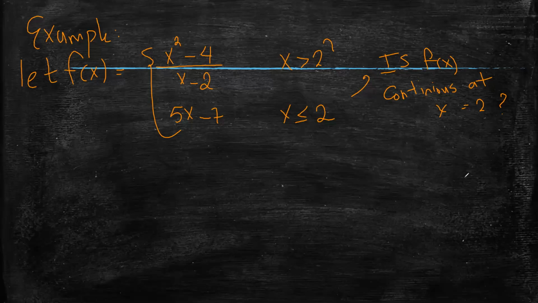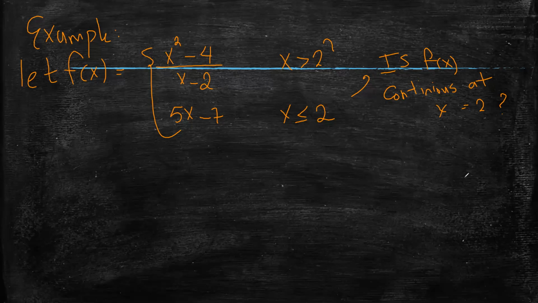Now, let f of x be x squared minus 4 over x minus 2 if x is greater than 2, and 5x minus 7 if x is less than or equal to 2. I want to check now if f of x is continuous at x equal to 2.